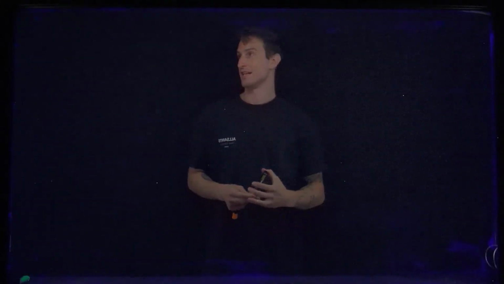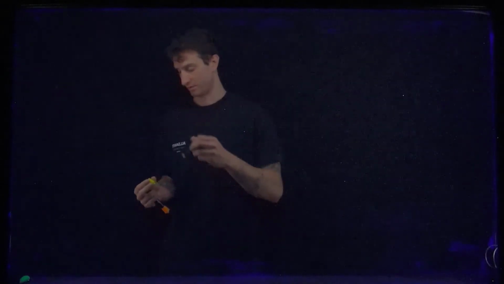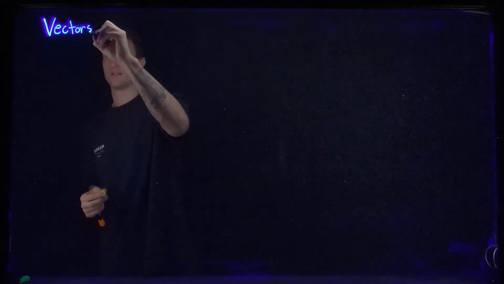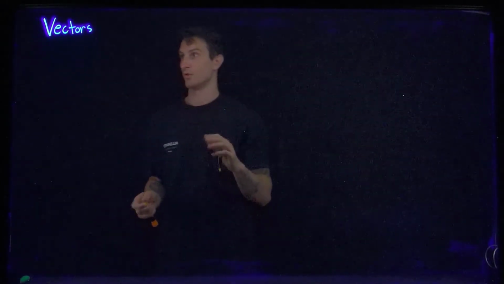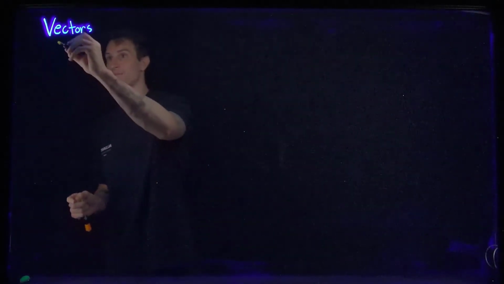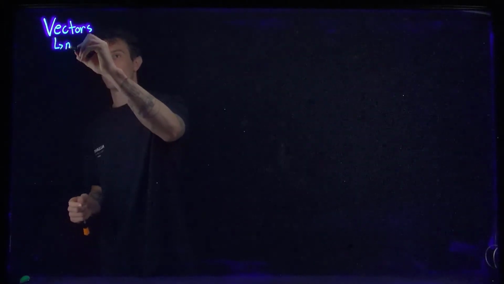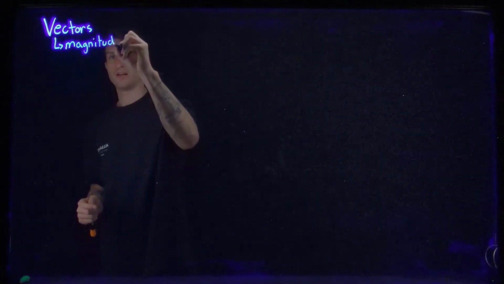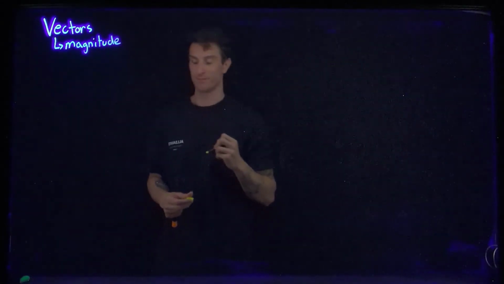All right, last part of the video. So when we first started talking about vectors, we said they had two things. They had direction, which we're not going to talk about for right now, but they have magnitude, right? Or in other words, length. So how do we find the magnitude of a vector?